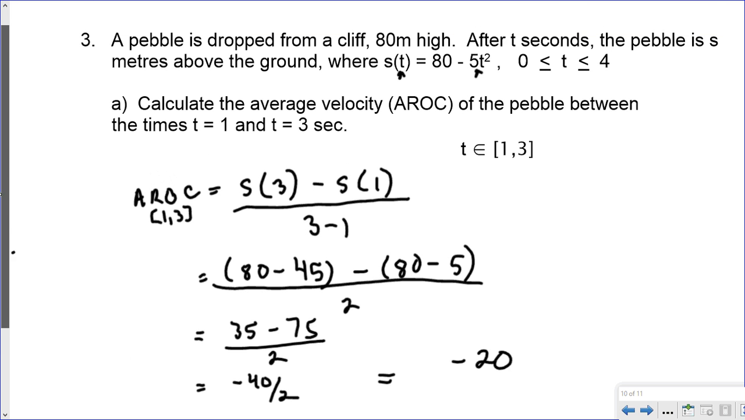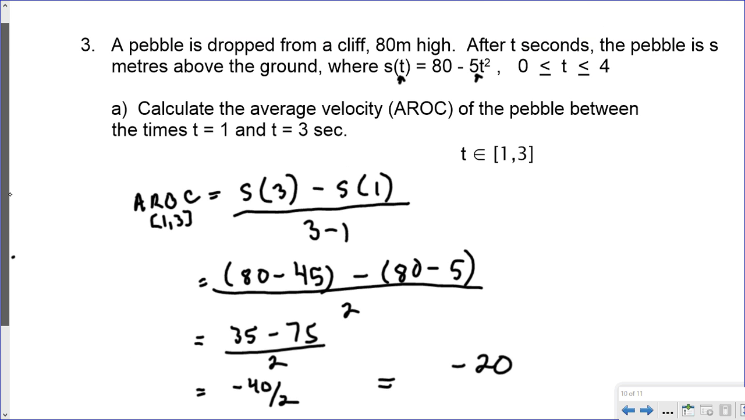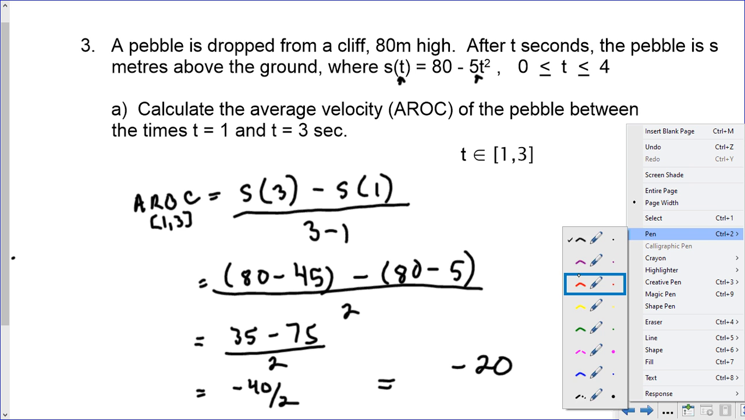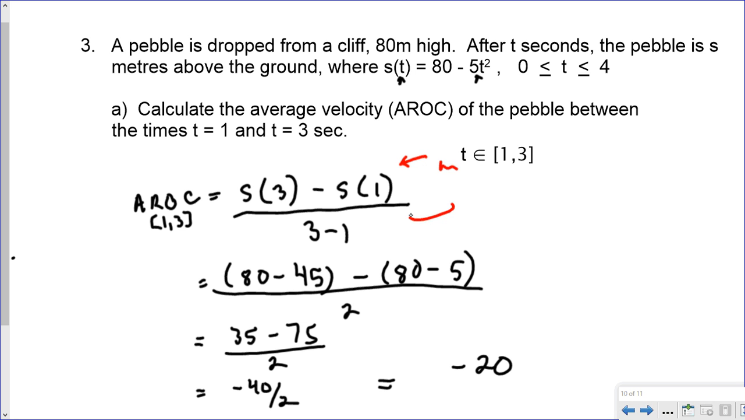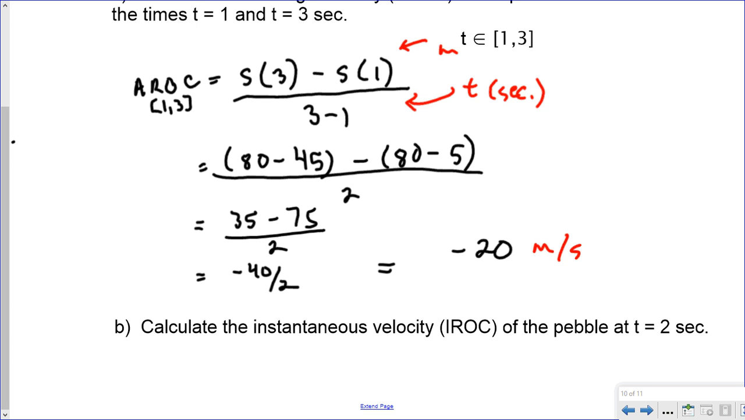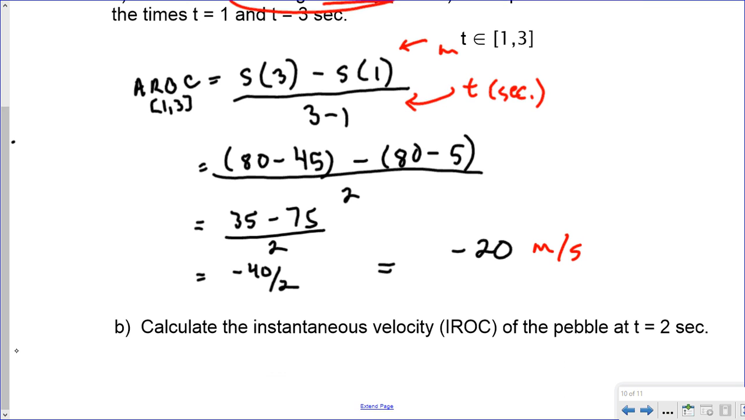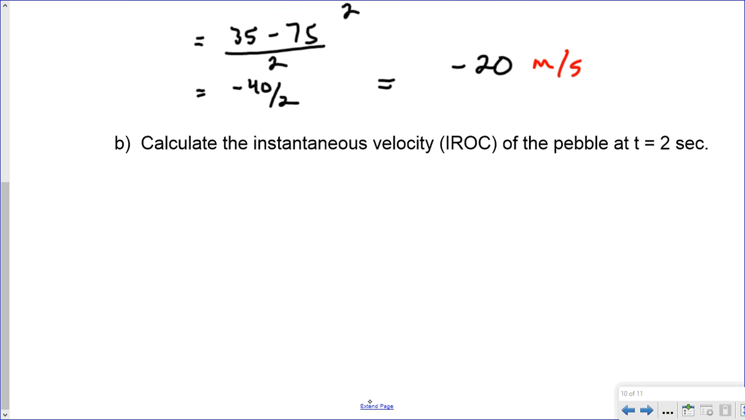That's an application question, so I need units on here, and it looks like it's meters on the top, right? This is meters, because it's s, right? S is in meters, and this is time in seconds. So our units would be meters per second, and that's velocity, right? Velocity, meters per second. So average rate of change in this particular example is an average velocity question. Instantaneous velocity. Let's do instantaneous velocity.